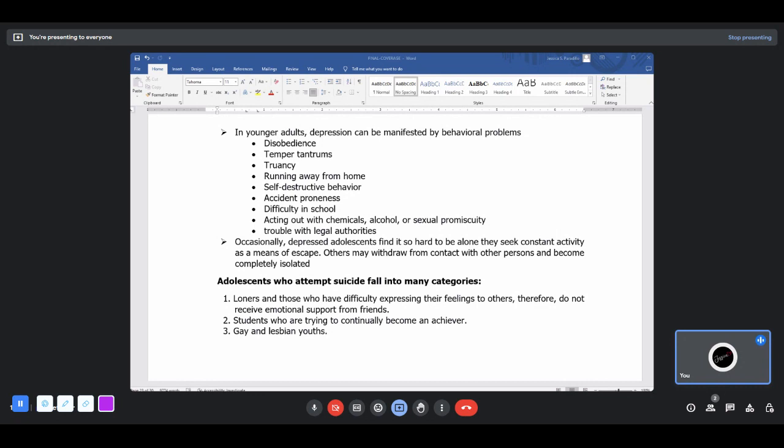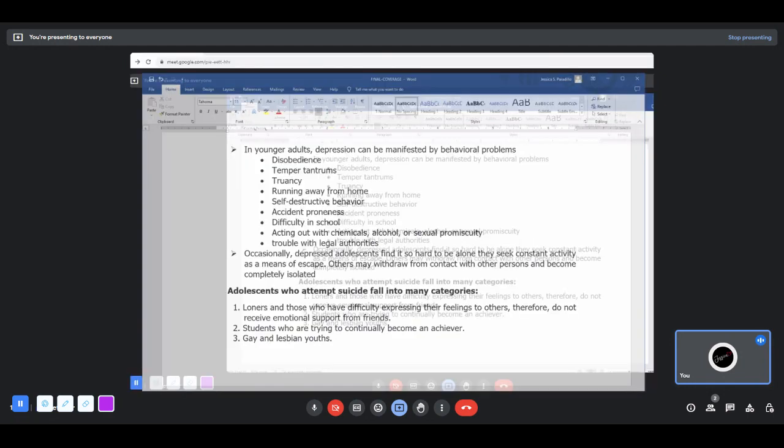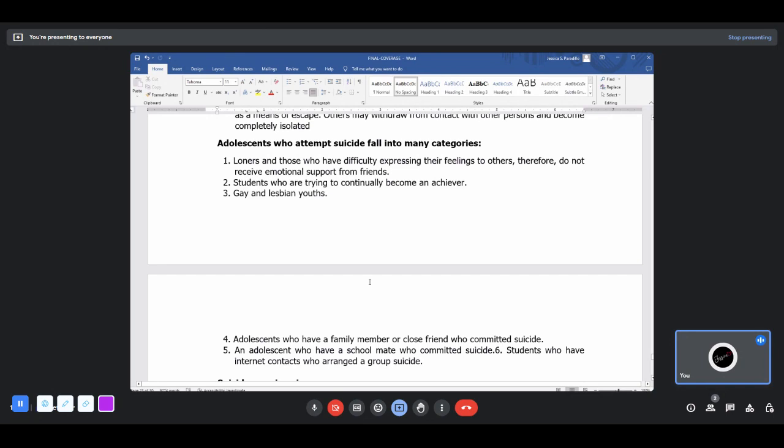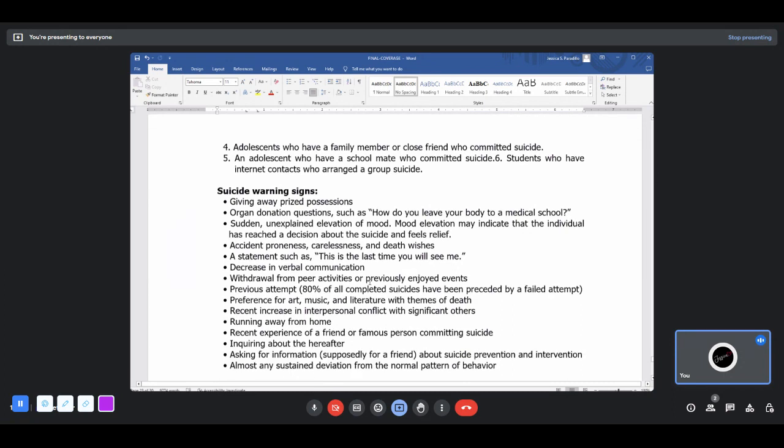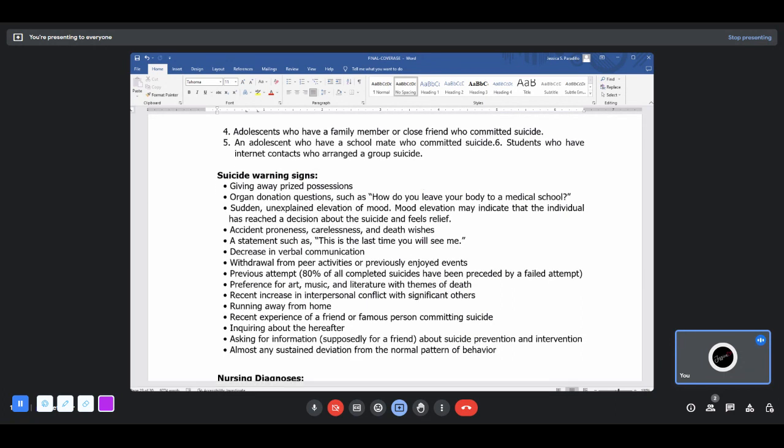Another one is students who are trying to continually become an achiever. Okay? Kapag once na bumagsak yan or isang ano lang, may chance yan na magiging depressed and then pwede siyang magkaano ng suicide. Okay? Ano pa? Gay and lesbian youth. Okay? Isang category din to. Adolescent who have a family member or close friends who commit suicide. Ano pa? An adolescent who have a schoolmate who committed suicide. And then, students who have internet contacts who arrange a group suicide. So, yun yung mga categories for adolescents who attempt suicide.